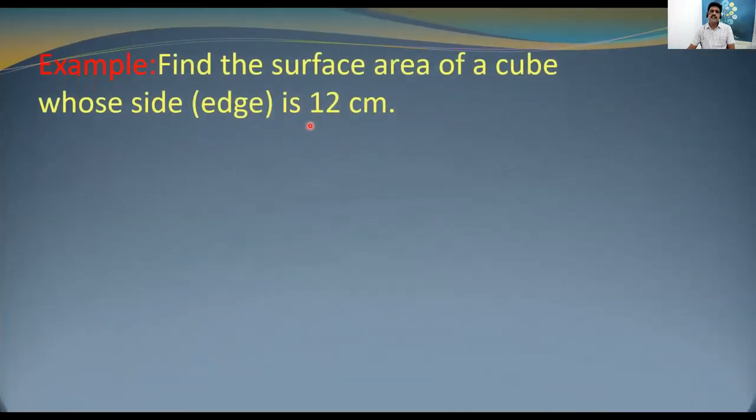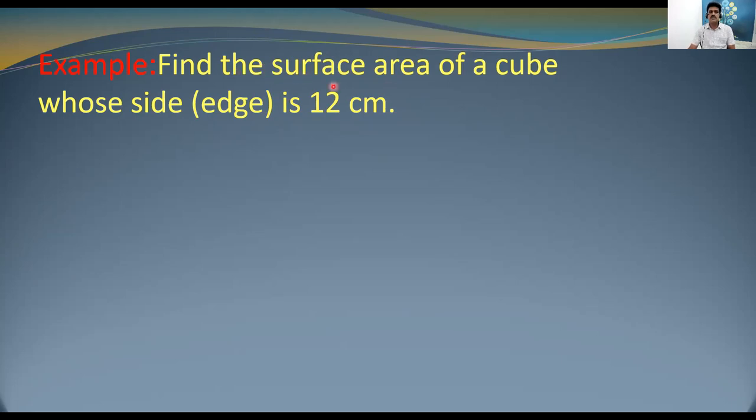Let us see one example problem. Find the surface area of a cube whose side is 12 cm. Here, children, you have to observe, whenever it is given surface area, that means total surface area. It is not lateral surface area. If it is lateral surface area, it will be mentioned clearly. If it is not mentioned, we have to understand that the area is total surface area.